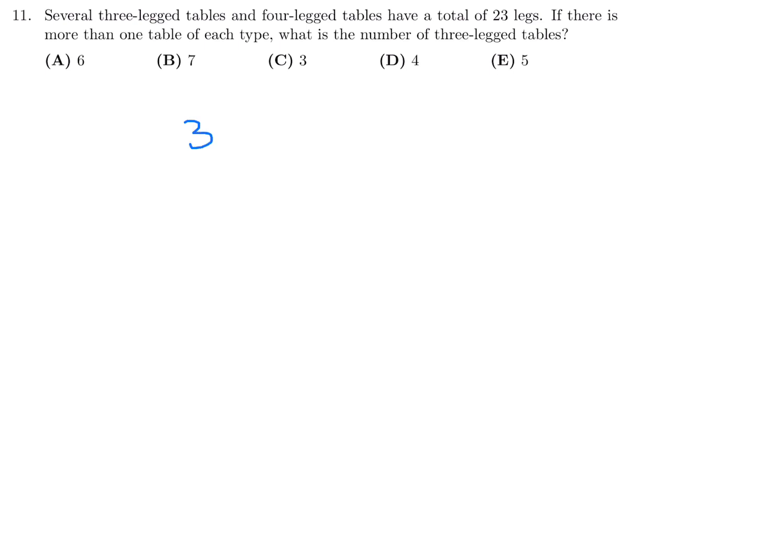So 3 times x plus 4 times y is equal to 23. That's the equation. x represents the number of three-legged tables, and y represents the number of four-legged tables. They're saying that the total number of legs is 23, and that's why this is 23. So what this boils down to is trying to find integer solutions to this equation.